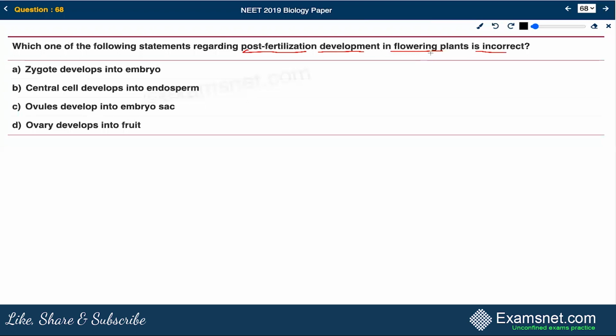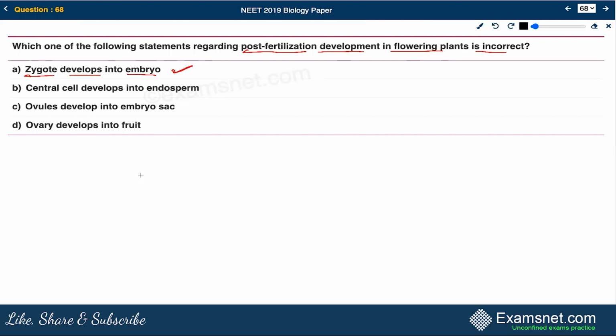incorrect? Now, let me tell you, post-fertilization development means the development which will happen after the process of fertilization has taken place. That means post-fertilization products are formed in case of post-fertilization developmental process in flowering plants. So zygote develops into embryo. So this is a correct statement.